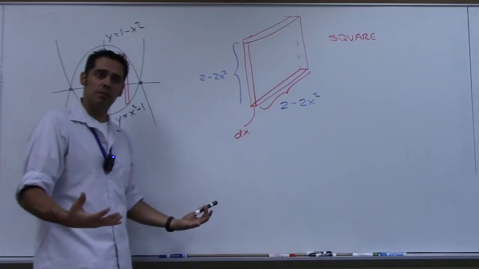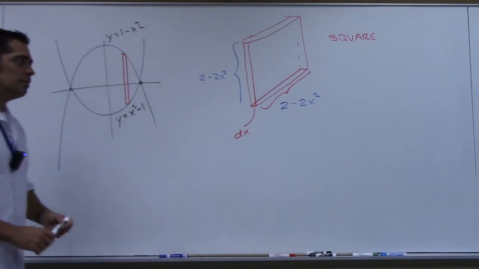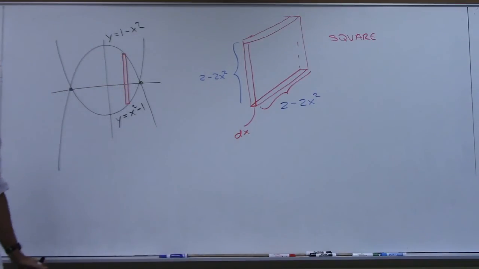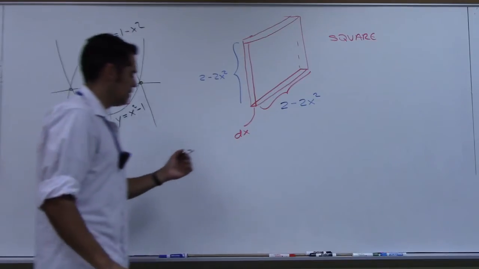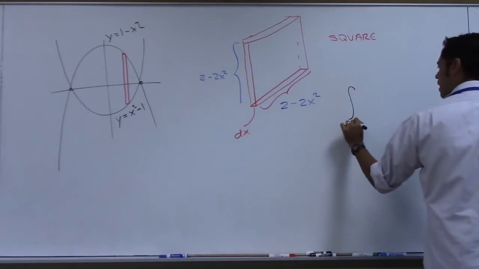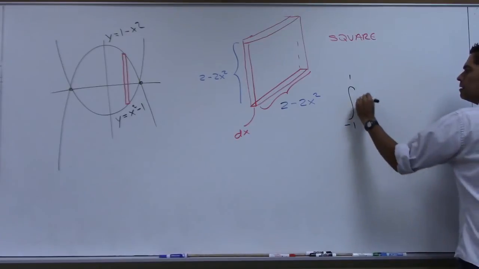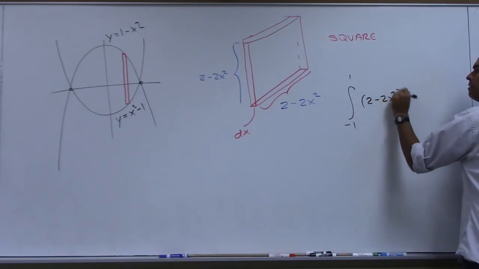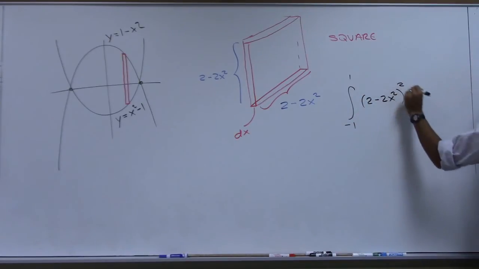Add them up forever, an infinite number of them. So our formula is just going to change a little bit, isn't it? Just a little bit. The formula is going to be the integral from negative 1 to 1 of 2 minus 2x squared, squared, dx.